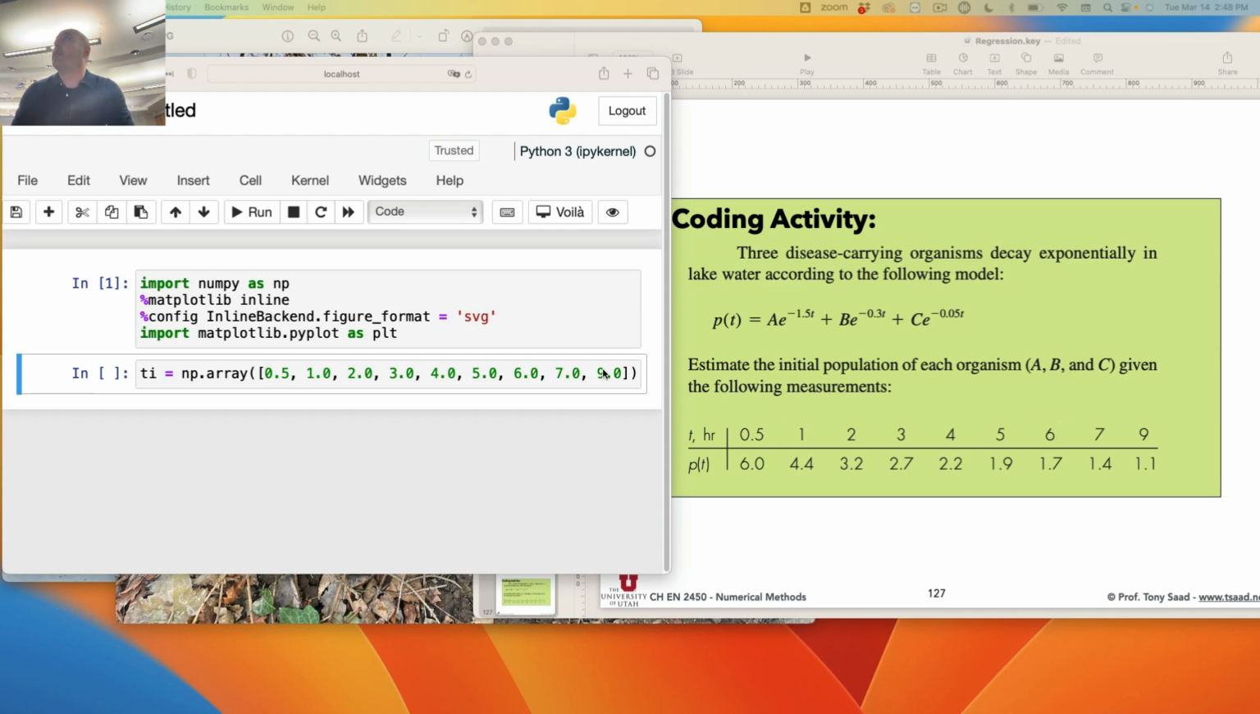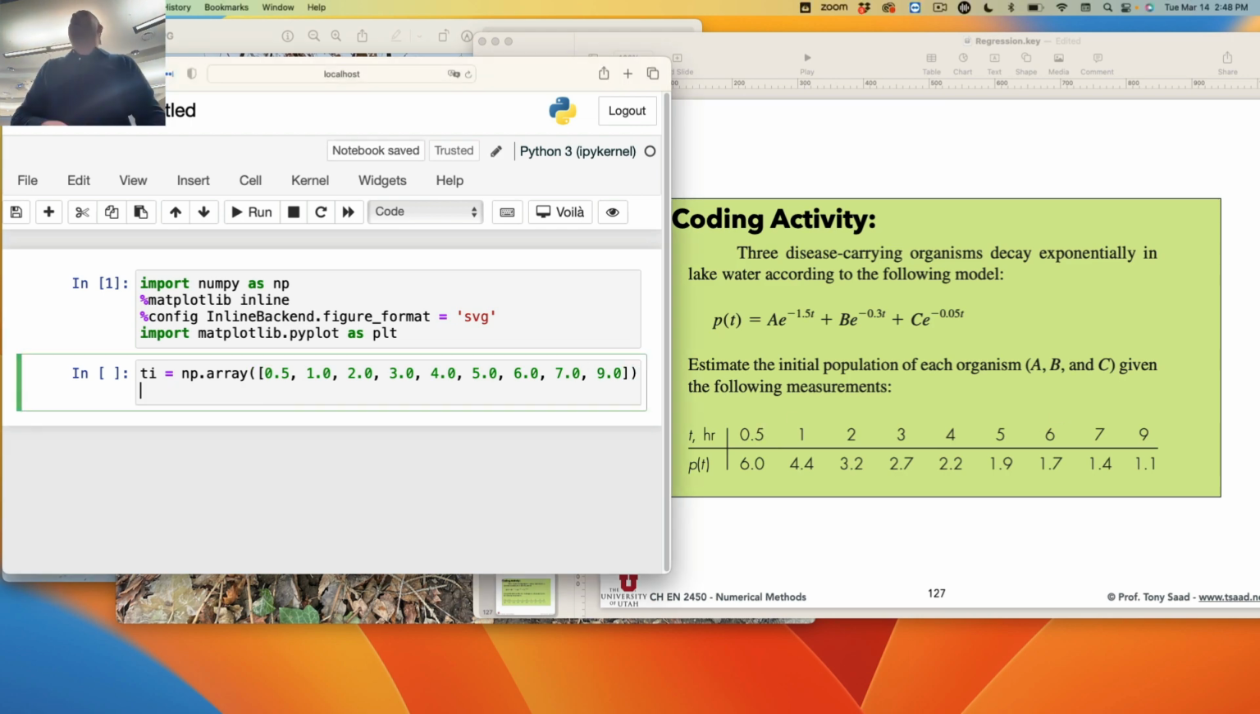Okay. And for the yi data, which is the population size, so pi, I'm going to also declare an array, numpy.array. And we're going to do 6.0, 4.4, 3.2, 2.7, 2.2, 1.9, 1.7, 1.4, 1.1.